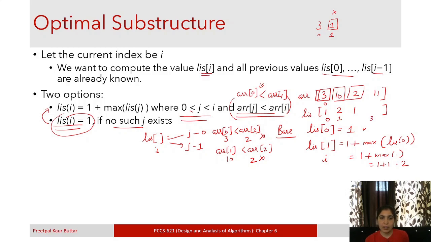Now I is 3. Now J can be 0, 1, 2. Now we have 3 options for J, and let us see whether this condition is satisfied. So array at 0 will be compared with array at I, that is 3. Then array at 1 will be compared with array at 3. And at last array at 2 will be compared with array at 3.